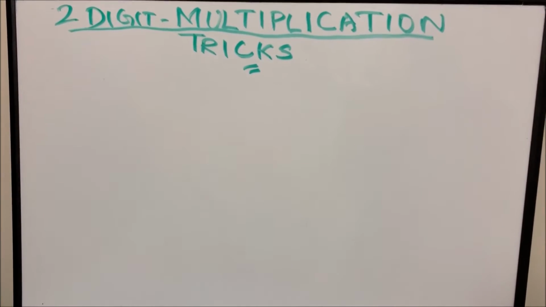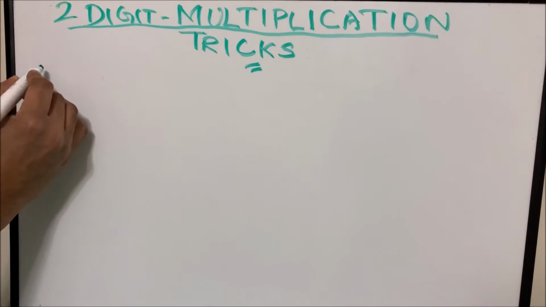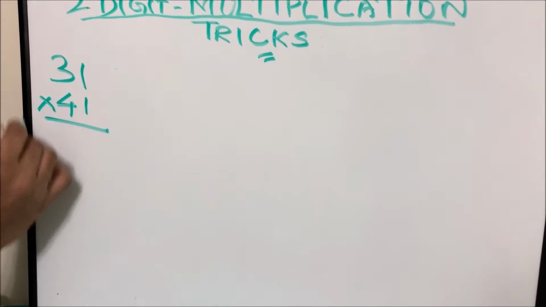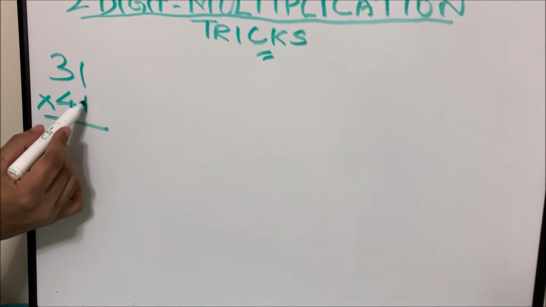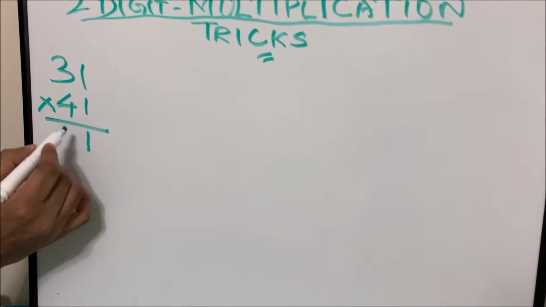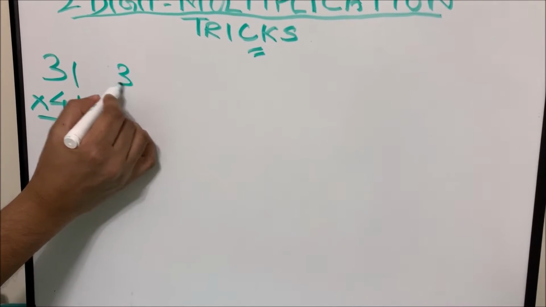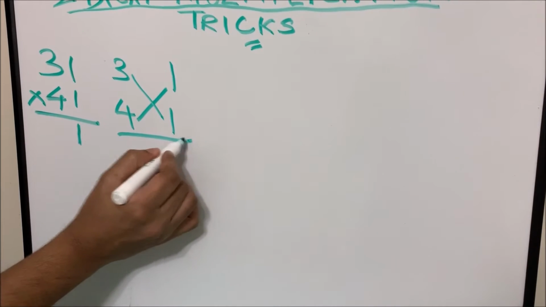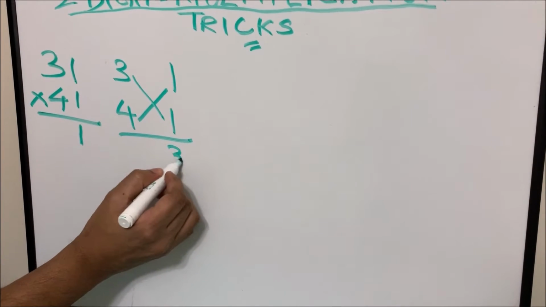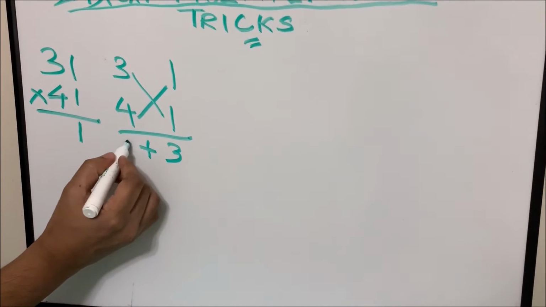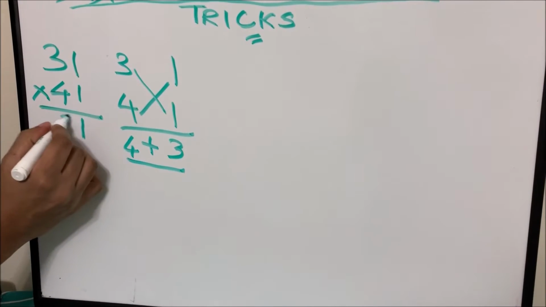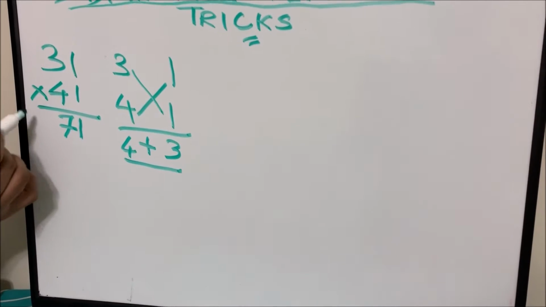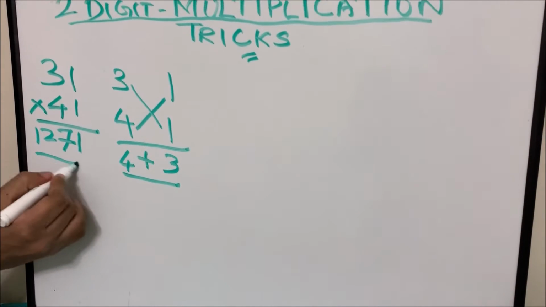Let us see another example, 31 into 41. Now multiplying the right two numbers, 1 into 1 gives 1, and then cross multiply 31 and 41. So 3 into 1 gives 3, plus 4 into 1 gives 4. 4 plus 3 is 7, writing it here, and then multiplying these two numbers, 3 into 4 gives 12. So the answer is 1271.